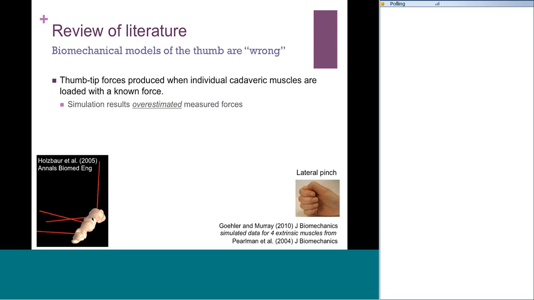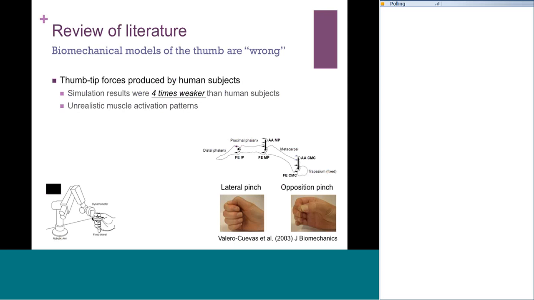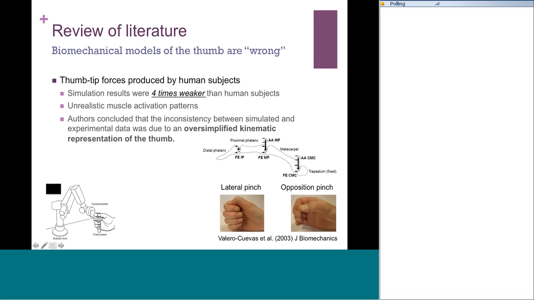In this case, to our surprise, the simulation results overestimated the measured forces from the cadaveric data. So again, this is pulling on an individual muscle one at a time, measuring the endpoint force and trying to predict with the model the endpoint forces produced when the muscle is loaded. We found, given the overestimation, that the best way to match the magnitude of the endpoint force was to decrease the moment arms in the model. So again, I just want to point out, previously in human subjects data, we were dealing with data where the model was too weak.